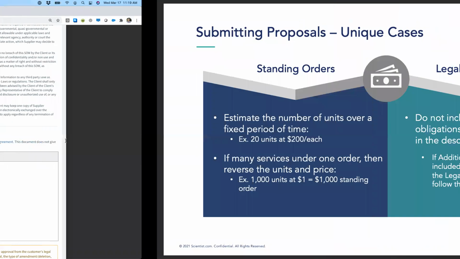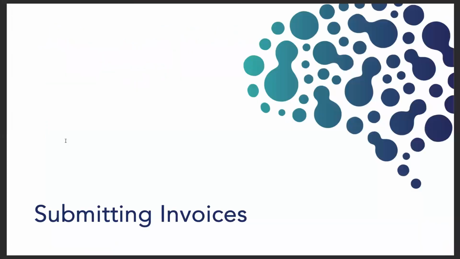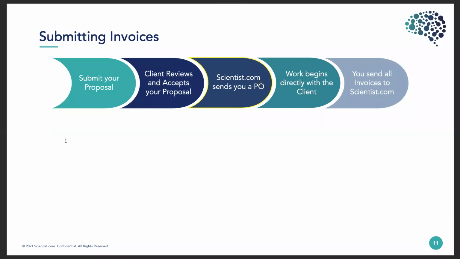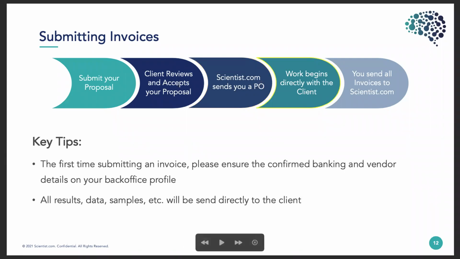Back in the presentation, I'd like to go over the process now for submitting invoices. What would happen after you submit your proposal and all that detail we just went through, the client can now review and accept your proposal. Once they accept your proposal, you would actually receive an email with the scientist.com PO. So again, the work should not start until you actually receive that PO from scientist.com. The PO will be contained in that email as a PDF, but you can always access it in the system as well. Once you receive that PO, the work would then begin directly with the client, and you have the ability to then invoice scientist.com.